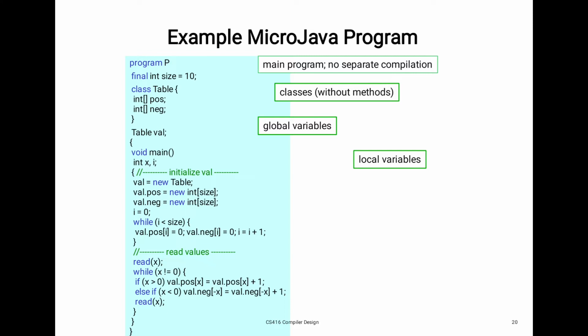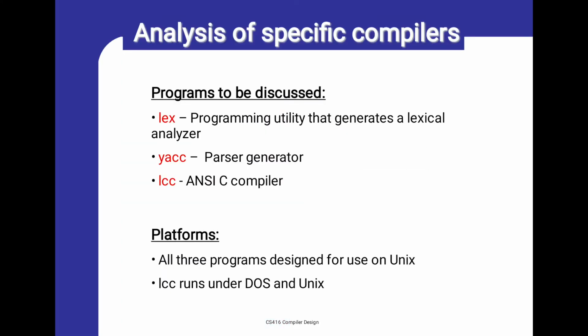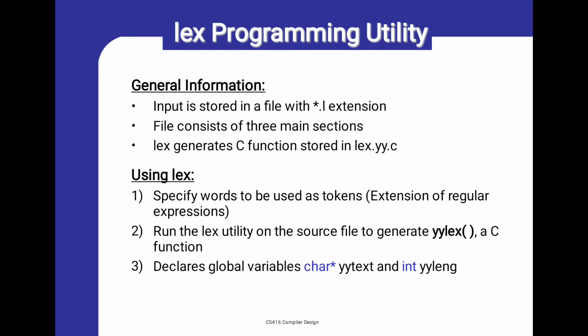So this is the MicroJava program. This MicroJava program is analyzed with the Lex, Yacc, and JavaCC compilers. Lex is a program utility that generates a lexical analyzer. Yacc is a parser generator. All these programs are designed for use on Unix. JavaCC runs under DOS and Unix. Lex programming utility input is stored in a file with the .l extension. The file consists of three main sections.